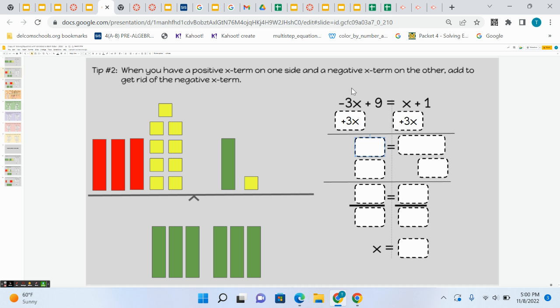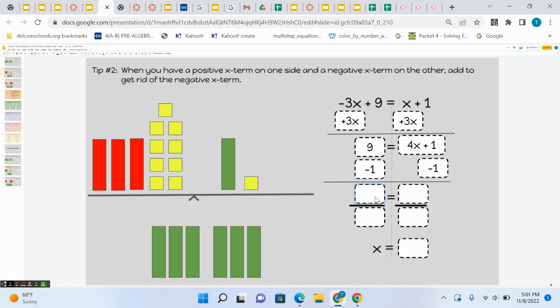Now when I do that, my negative 3x and added 3x goes away. I'm left with 9. On the other side, I have x plus 3x. Now you have to think of that as 1x plus 3x is 4x. I still have plus 1. So I have 9 equals 4x plus 1. Now keep thinking back to the Mrs. Brown days. You want to get rid of the added 1 by subtracting 1 from both sides.